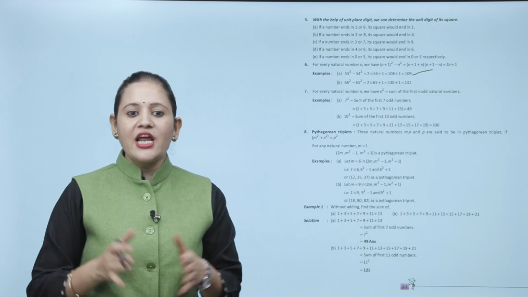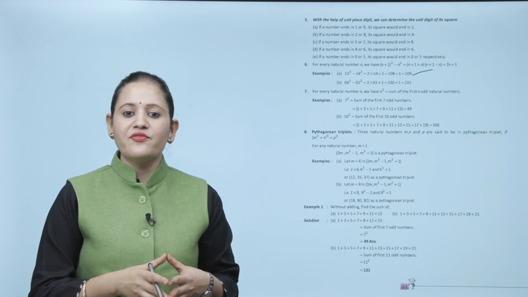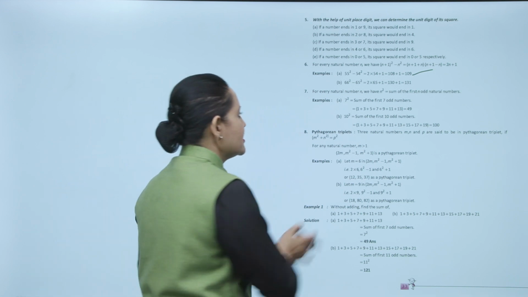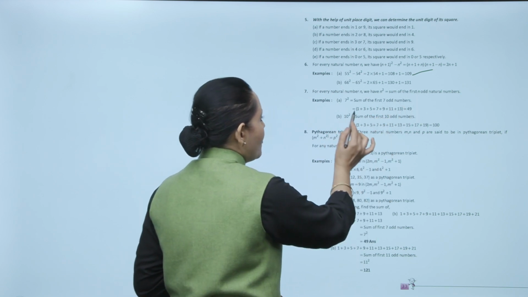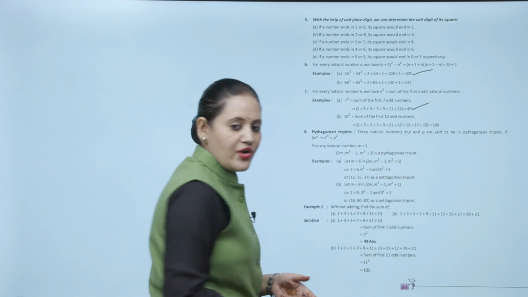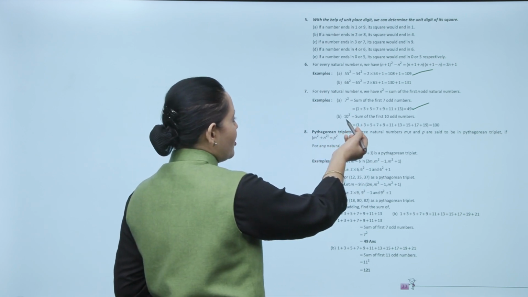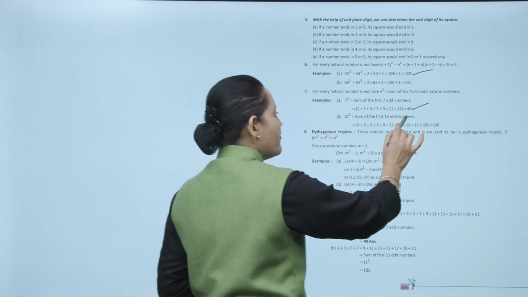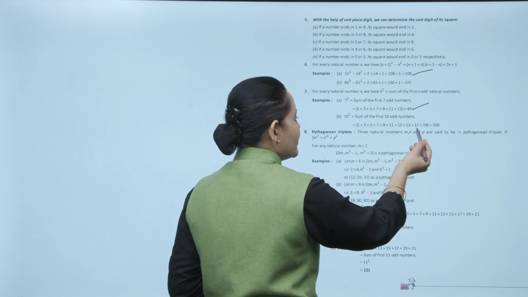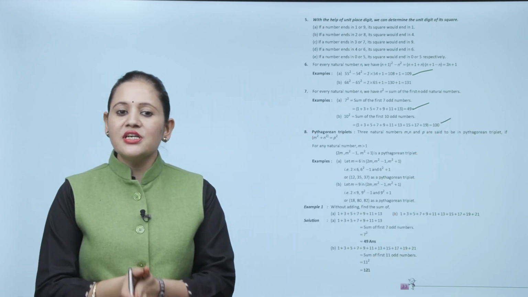Clear? For every natural number n, we have n square equal to the sum of the first n odd natural numbers. For example, square of 7, sum of first 7 odd numbers 1, 3, 5, 7, 9, 11, 13, is equal to 49. 49 is the square of 7. Same way, square of 10, sum of first 10 odd numbers 1, 3, 5, 7, 9, 11, 13, 15, 17, 19, is 100. Clear? Next, Pythagorean triplets.